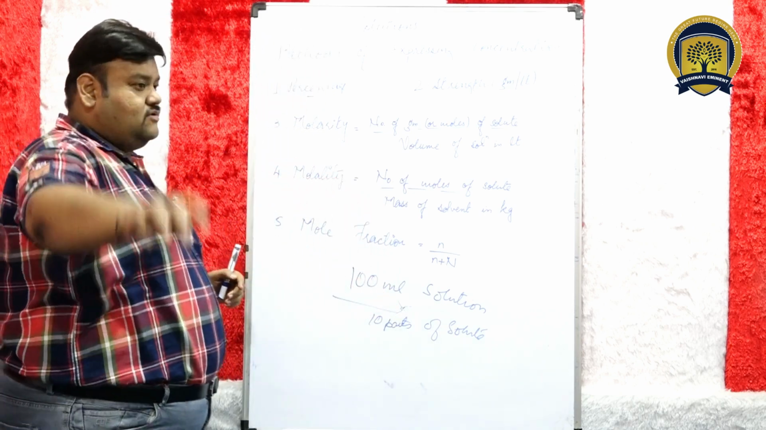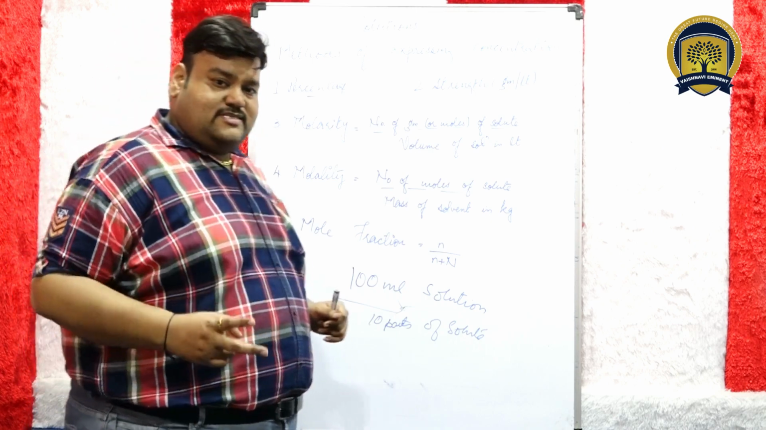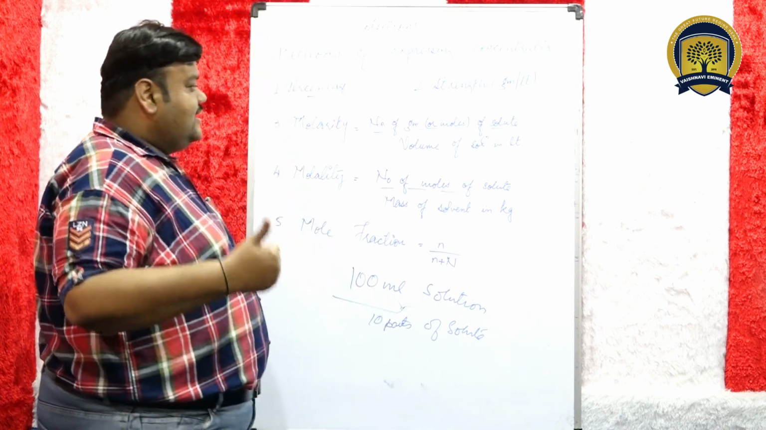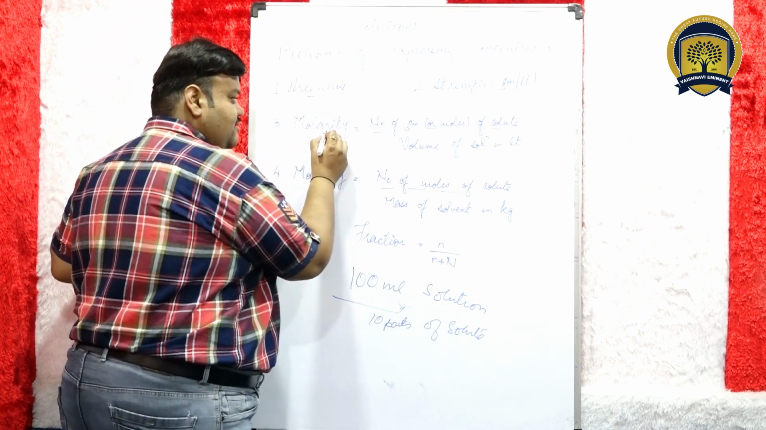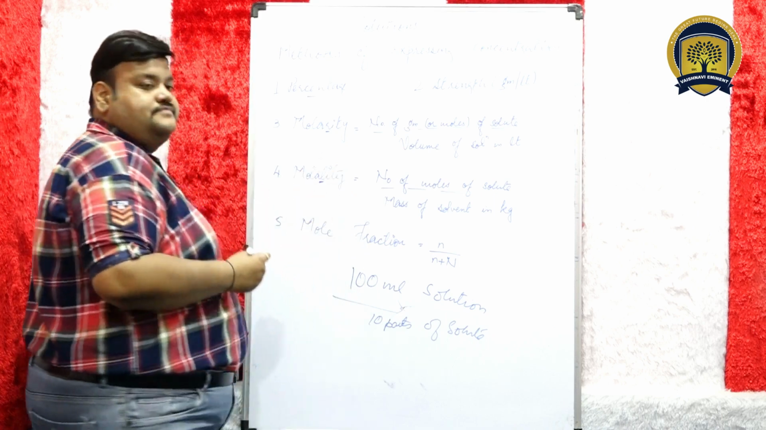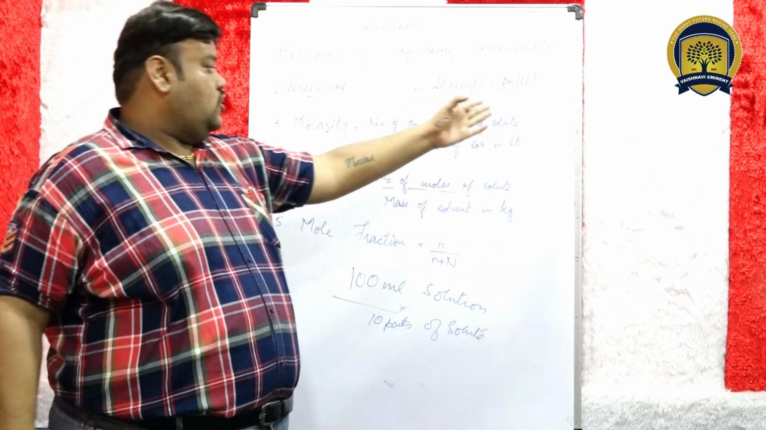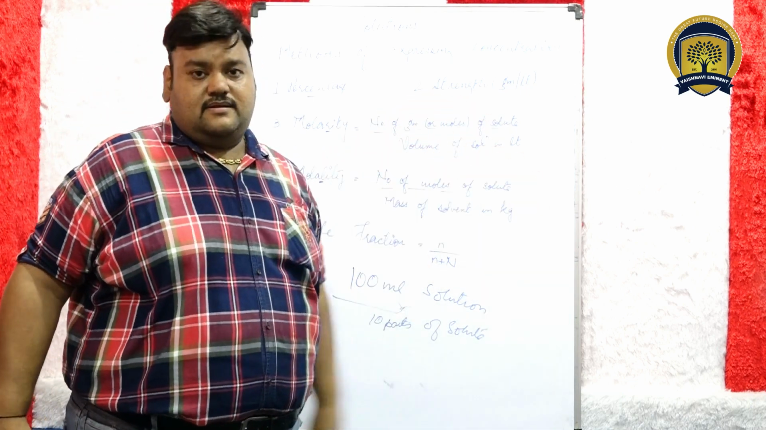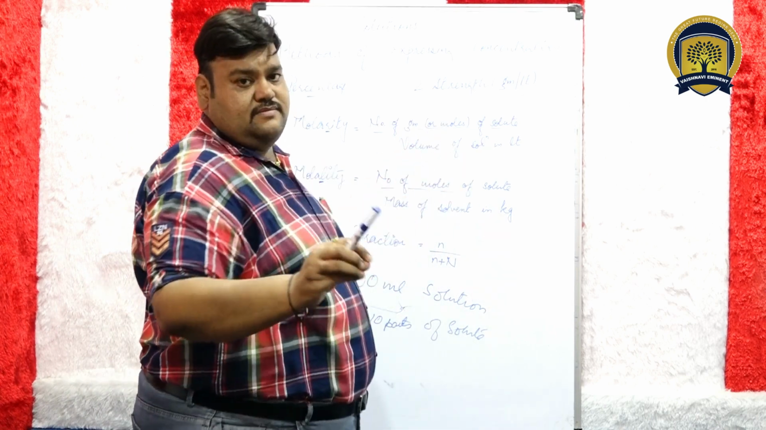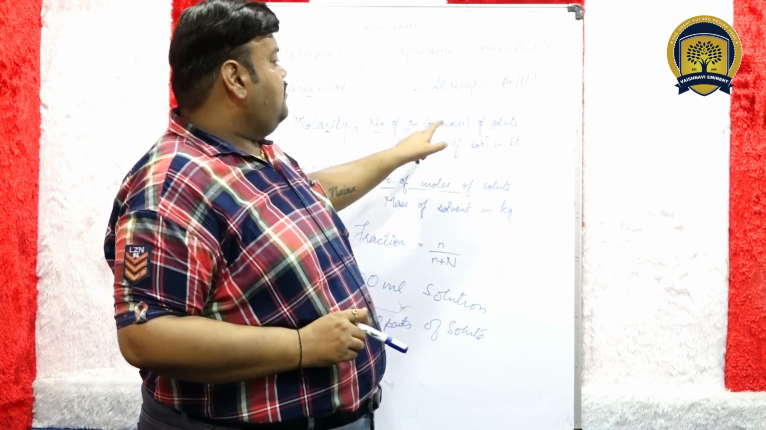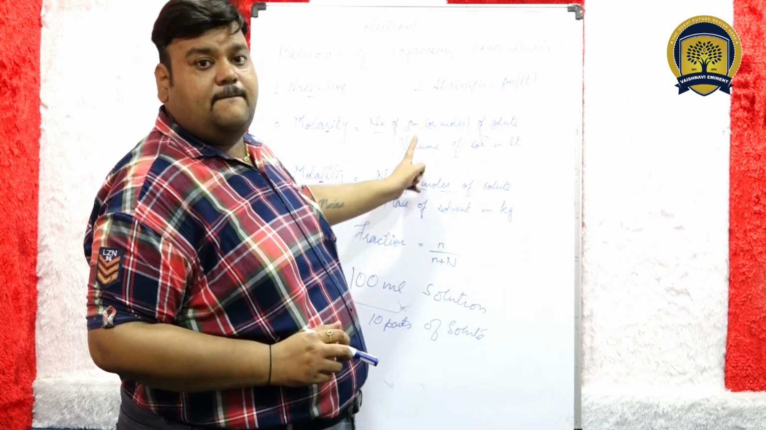The next, number 3, is molarity. We are going to talk about two topics now, molarity and molality. The first is molarity, M-O-L-A-R-I-T-Y. Molarity is defined as the number of moles of solute per liter of solution. Number of moles of solute per liter solution is called molarity.